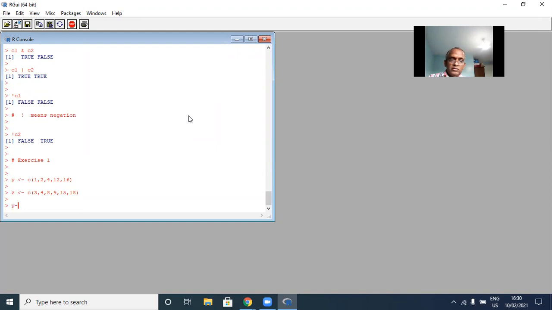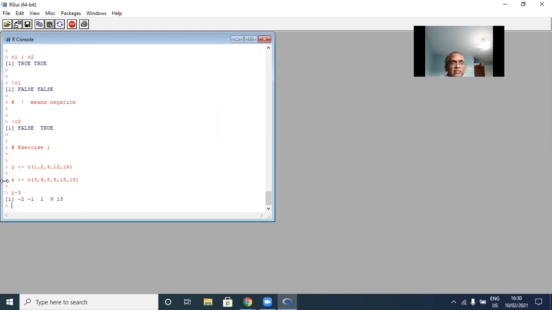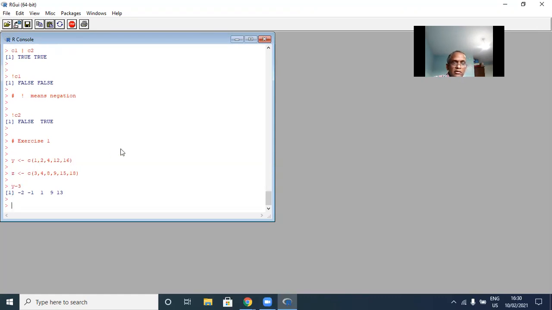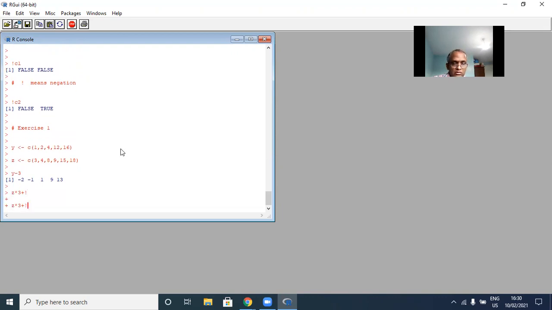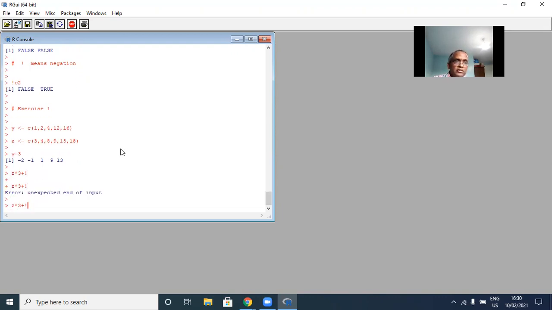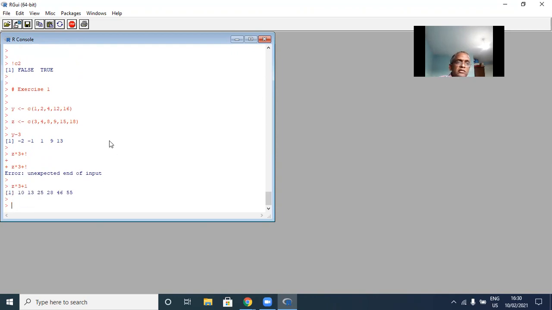All right, y minus 3 is simply this. So what it does is it simply subtracts 3 from each element in y, right? Z times 3 plus 1 is this. So what it does is it multiplies every single element in Z by 3 and then adds 1. So you get this as the output.